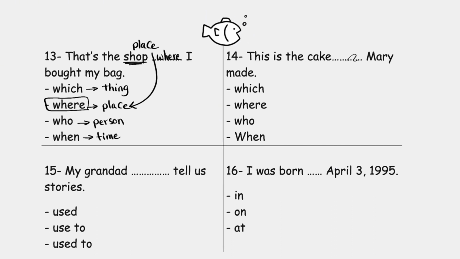This is the cake blank Mary made. Which, where, who, when. The key word here is the cake, which is a thing. So what's the answer, guys? Write your answer in the comments.